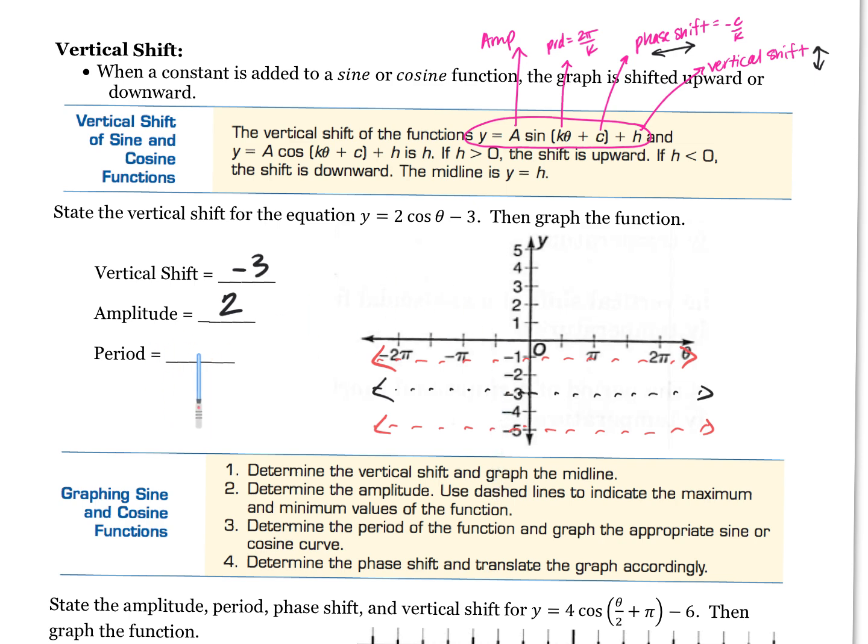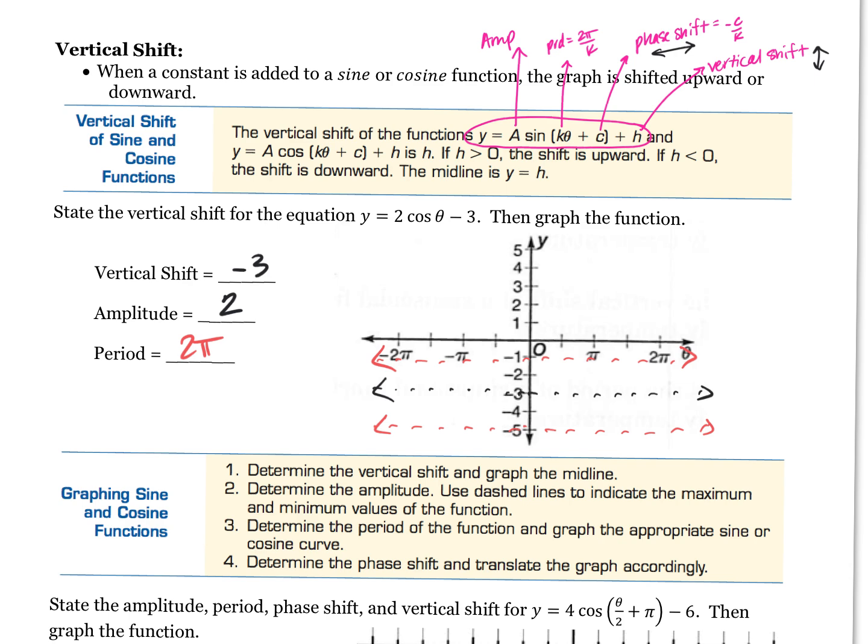I didn't ask about phase shift. Why do you think I didn't ask about phase shift? Phase shift is that C in the parentheses. Did I give you any parentheses? No, so there is no phase shift. I'm not starting it left or right. I'm going to start it where cosine normally starts. The period is always 2 pi over K. What's my K here? 1. So 2 pi over 1 in this case, right? The period is just going to be 2 pi for that graph.